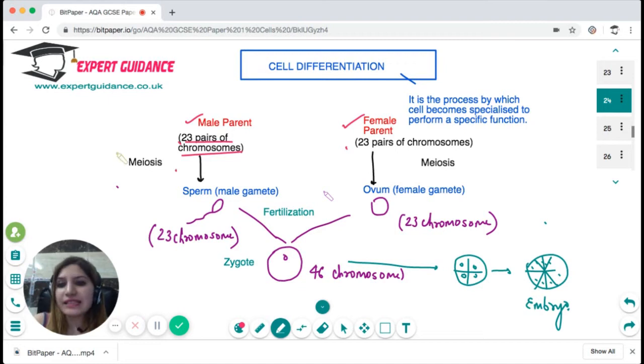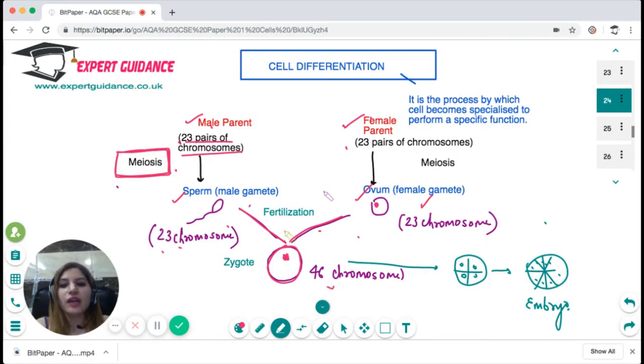Now, the male cell undergoes another division. We just saw mitosis. There's another division called meiosis, which produces half the number of chromosomes and is required to make the gametes. So the male parent makes a sperm or a male gamete, and the female parent makes an ovum or a female gamete, and both have 23 chromosomes. Now, during fertilization, they both fuse to form a zygote, and this zygote now has 46 chromosomes, so the 46, or 23 pairs, number is restored.